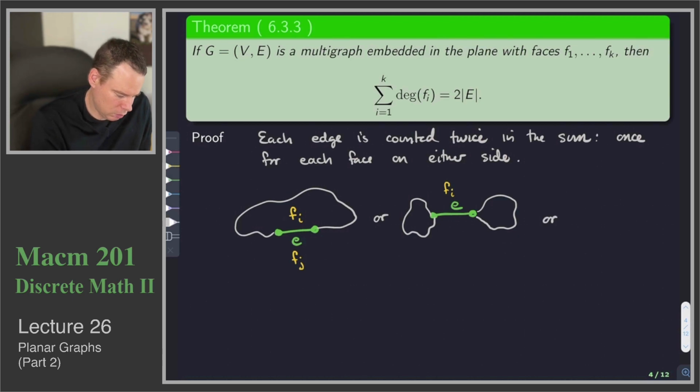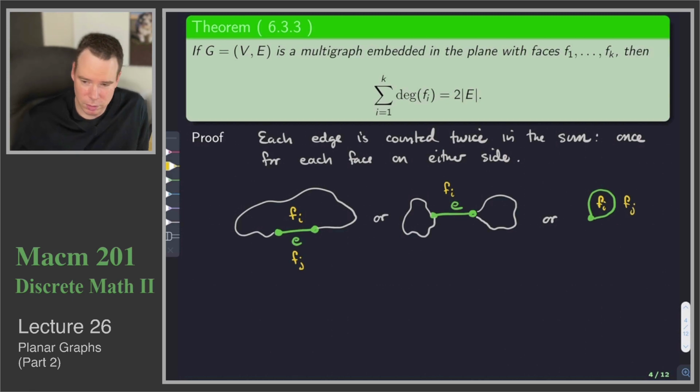Or we could be in a situation where edge E is a loop, in which case it's getting counted once as a part of the degree of Fi and once as a part of the degree of Fj. So just a couple of pictures to support our sentence above that says that each edge is counted twice in the sum. So this is another degree sum formula. We already had that the sum of the degrees of the vertices in a graph is equal to twice the number of edges. Now for planar graphs, we get this other degree sum formula: the sum of the degrees of the faces is twice the number of edges.